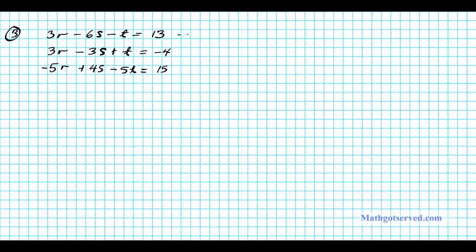Let's label our equations 1, 2, and 3 to organize our elimination process. So we seek to eliminate either the r's, s's, or t's. Okay, now let's look at all the r's. Anyone with a coefficient of 1, that's easy to eliminate.